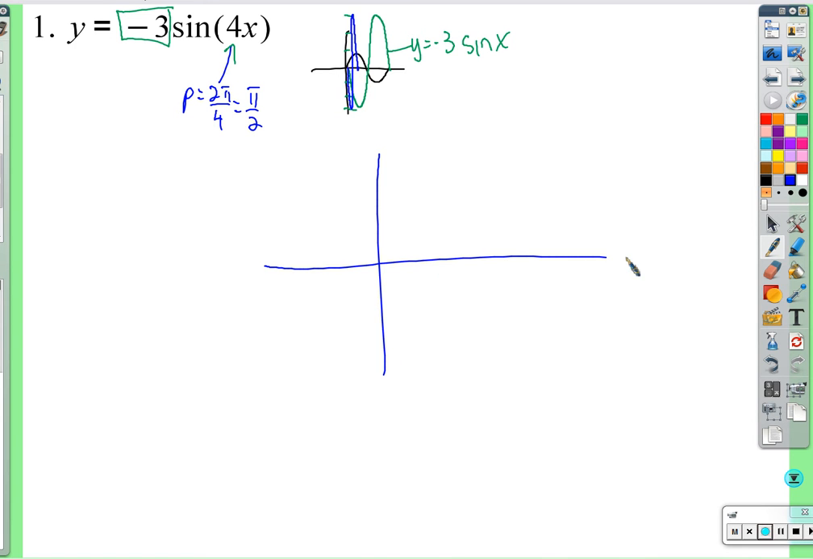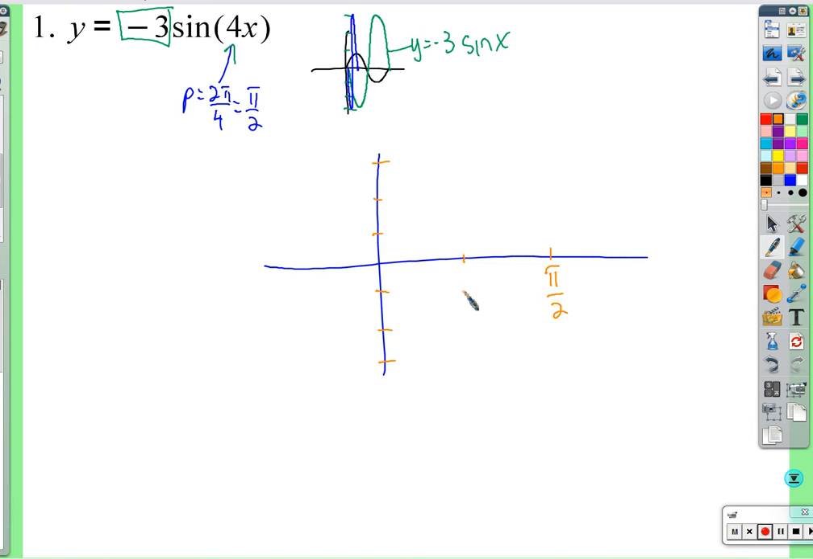So let's make it look pretty nice. Okay? So the period should be pi over 2, the amplitude should be 3, it should be upside down. And all I'm doing with this graph as opposed to this one is labeling it and stretching the space out a little bit so it doesn't look so squished. If yours looks squished, that's fine, it doesn't matter.